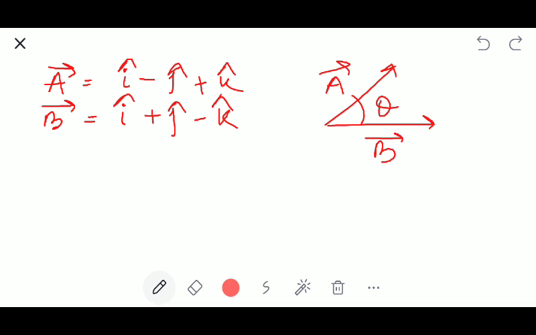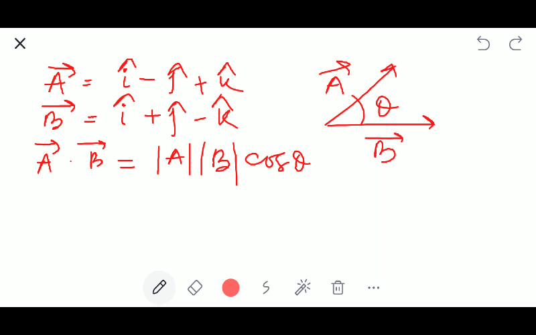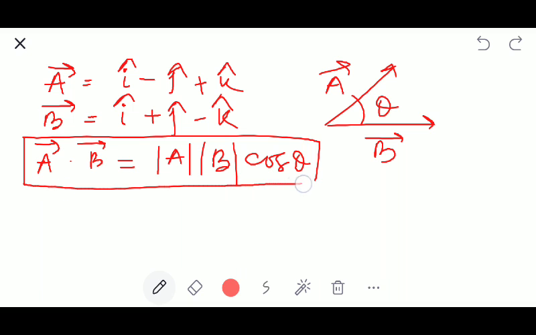Now what's the formula we know? A vector dot B vector equals mod of A multiplied by mod of B cos theta. That's the formula we know, right? So you have to put all of the values in this formula. At first I should find the dot product of these two vectors, that is A vector dot B vector.